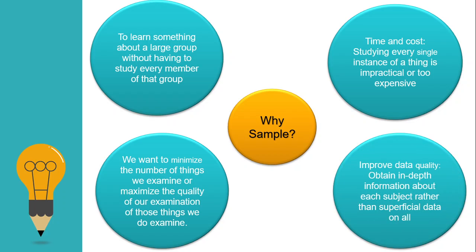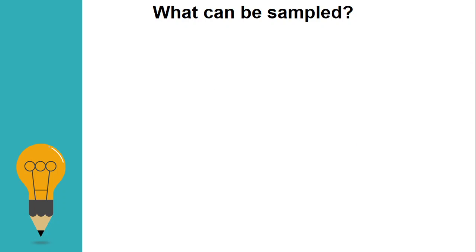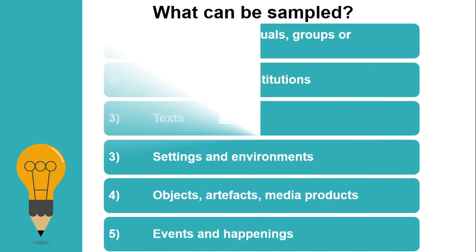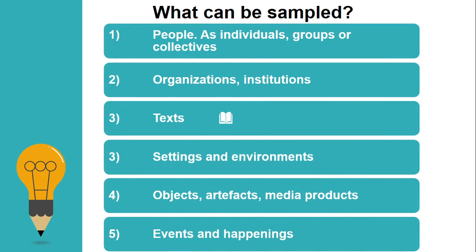And lastly, we do sampling to improve data quality, obtaining in-depth information about each subject rather than superficial data on all. So that's why we do sampling, and we choose an appropriate method to select the samples and collect information, so that the samples will represent the whole population. What can be sampled? Instead of the whole population, we can sample the people as individuals.